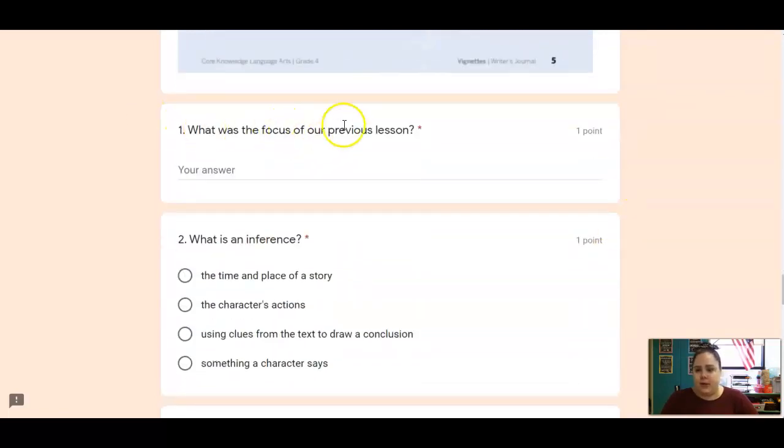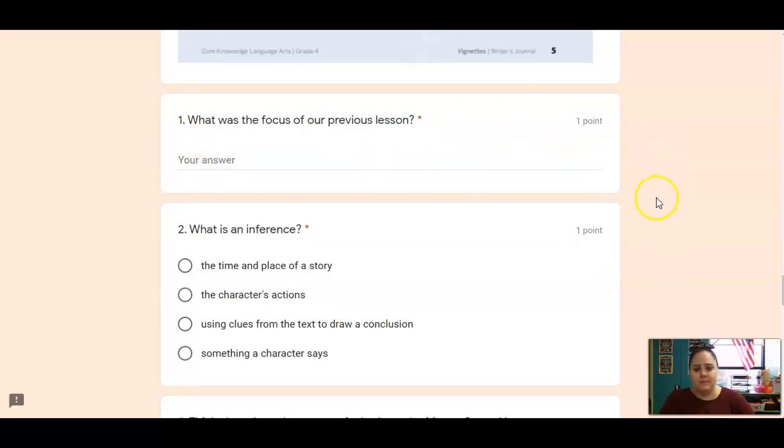All right, so I want you to think back. What was the focus of our previous lesson? We talked a lot about those details. We drew a picture, pulling out details about what that Mango Street house looks like. So in your own words, talk about what we talked about last lesson.